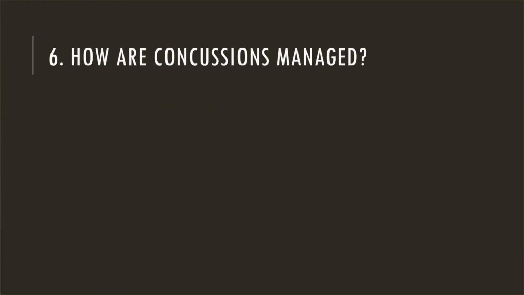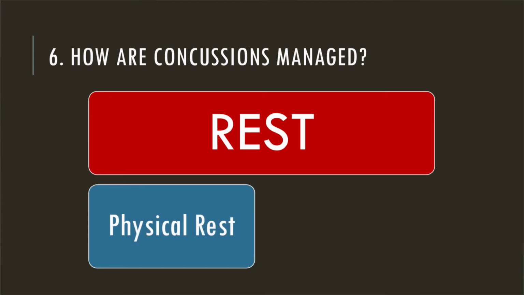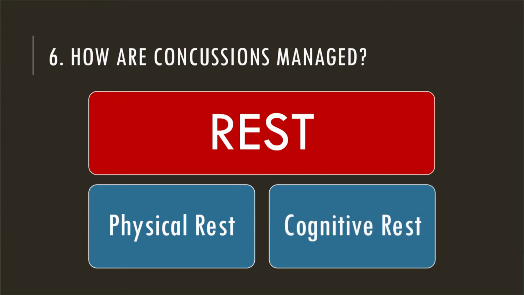So now we get into how concussions are managed. Historically, it's been through rest, both physical rest and cognitive rest. Physical rest can include removal from sport activity and limiting participation in physical education classes. Cognitive rest, on the other hand, deals with limiting brain activity, mental activity that can result in excessive thought, such as reading, significant computer use, listening to loud music, and other distracting types of activities.